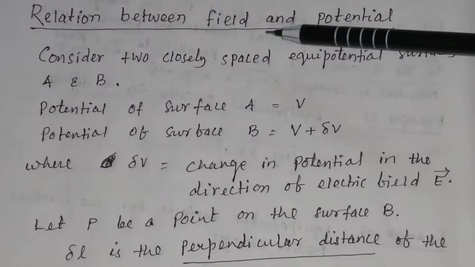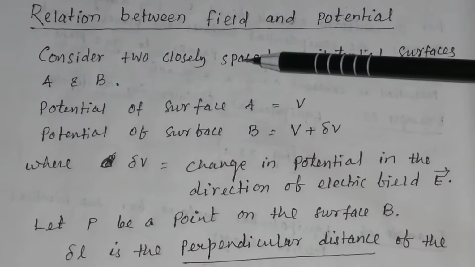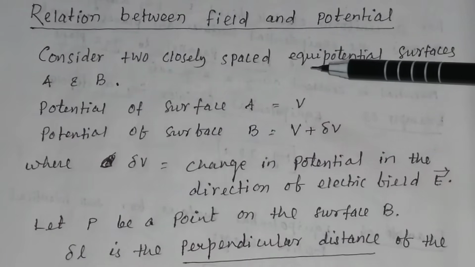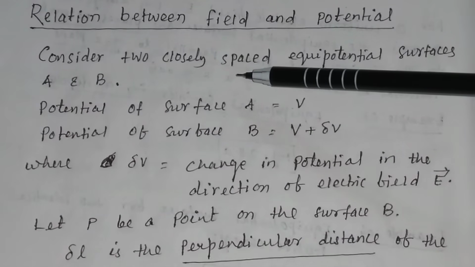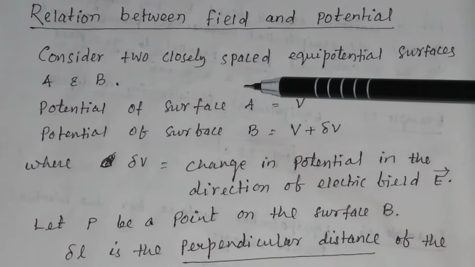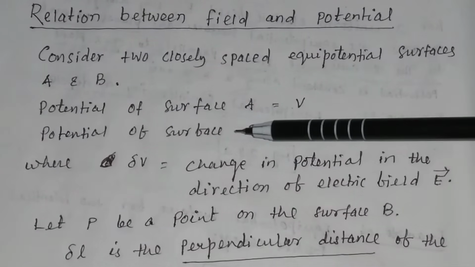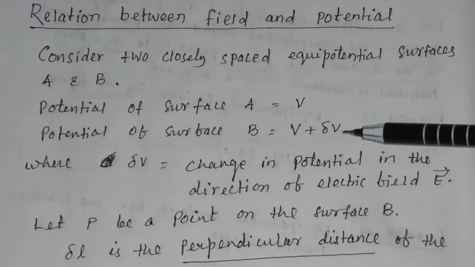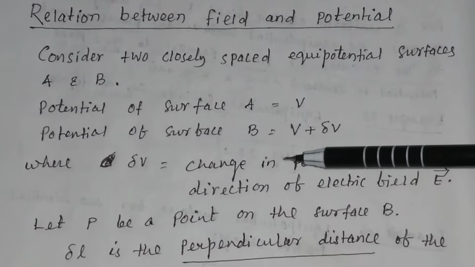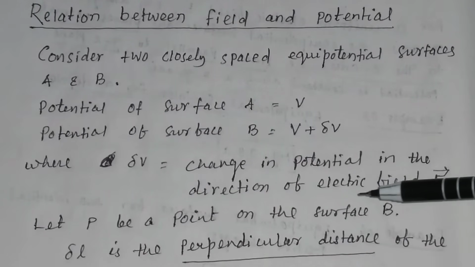Relation between electrostatic field and potential. Consider two closely spaced equipotential surfaces A and B. Suppose the potential of the surface A is equal to V and the potential of the surface B is equal to V plus delta V, where delta V is the change in potential in the direction of the electric field vector E.